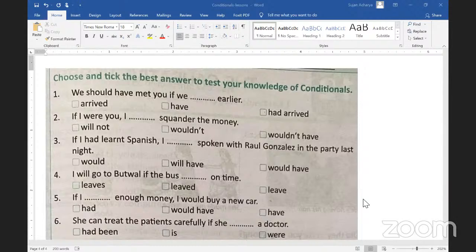Done? From number 1 to 5. Is anyone ready to volunteer with his or her audio? Okay. Nobody speaks. Yes, sir. Keep your audio on, Anil. Okay, sir.